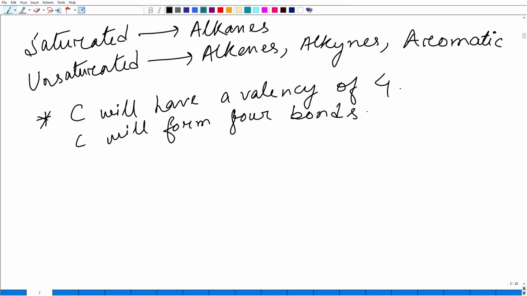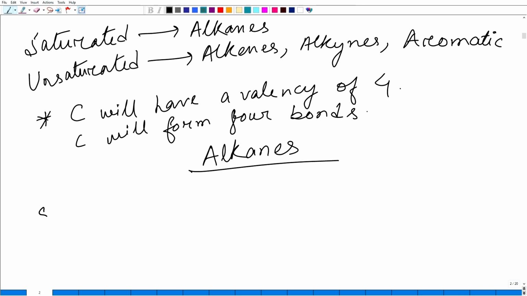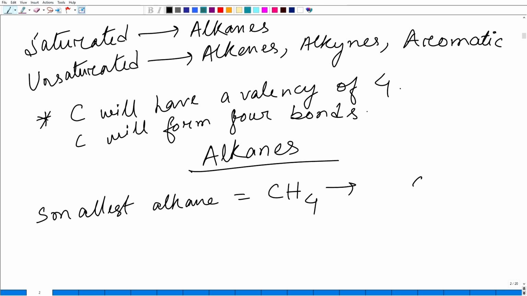So, let us start with alkanes. So, we have already discussed that alkanes can be open chain or closed chain. These are also alkanes, but these come under a special category, cycloalkanes. The smallest alkane is methane. This is the smallest alkane which has the formula of CH4. That is, carbon will have bonds with 4 hydrogen.